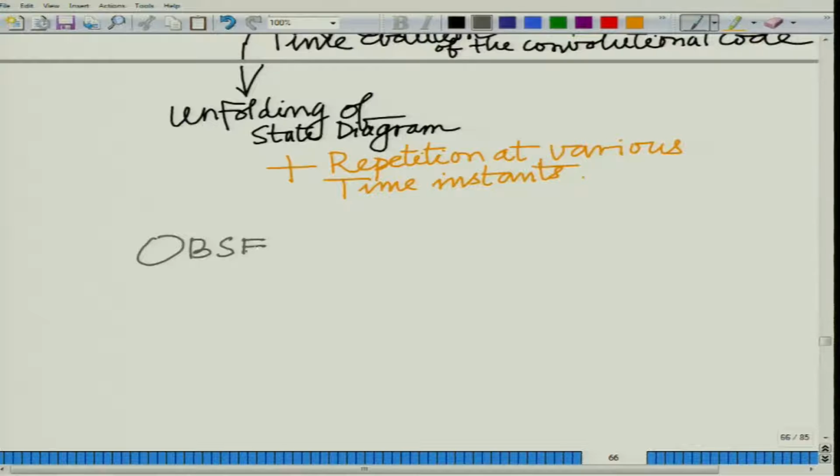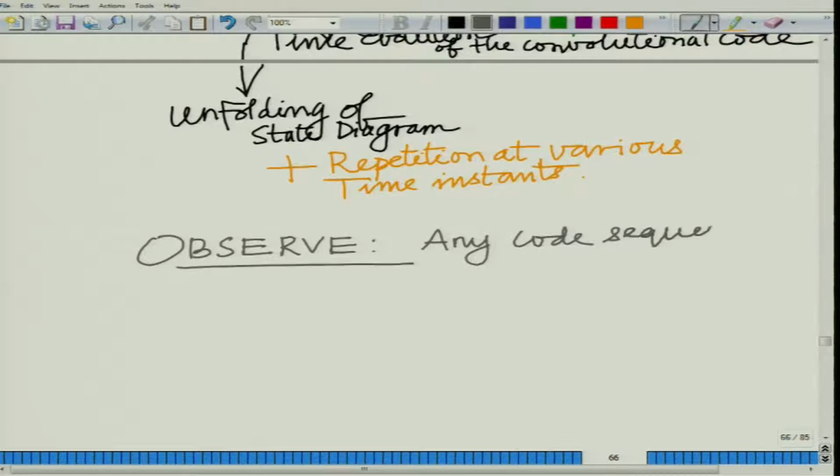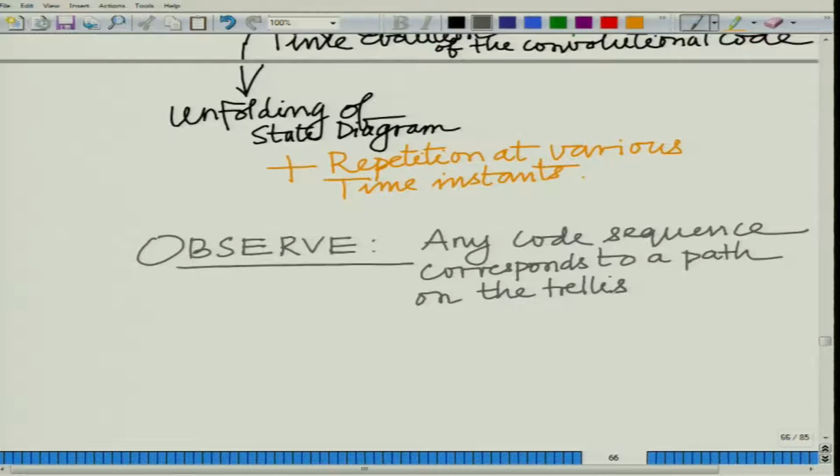Now another important point, and this is a very important point on which everything that we are going to discuss further in convolutional codes is based: observe that any code sequence corresponds to a path on this trellis.